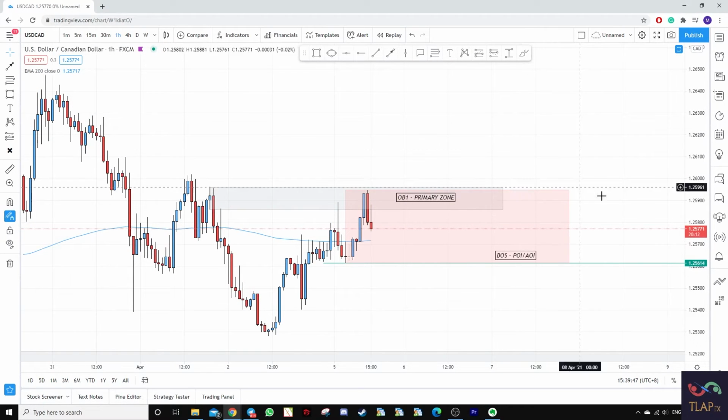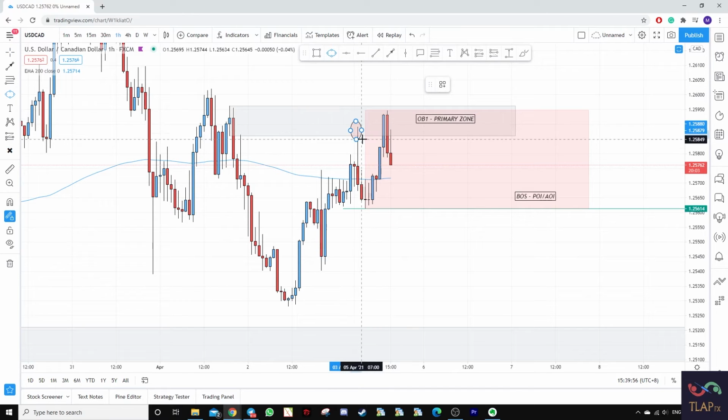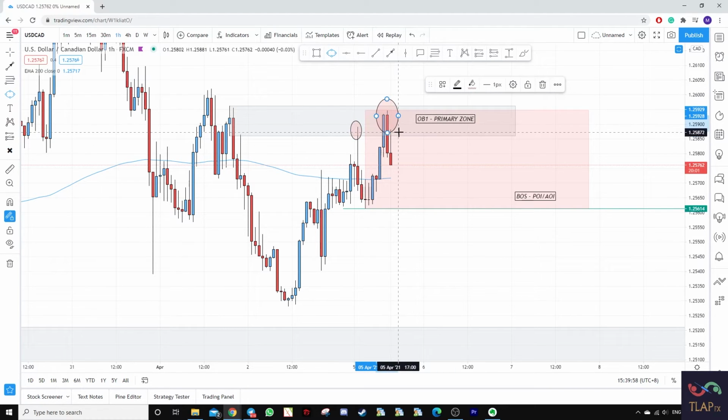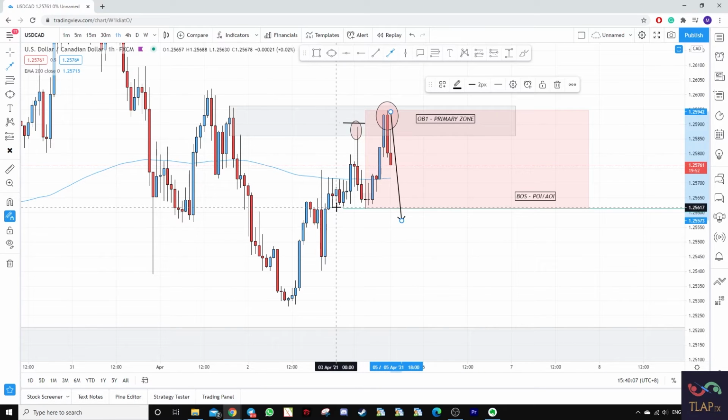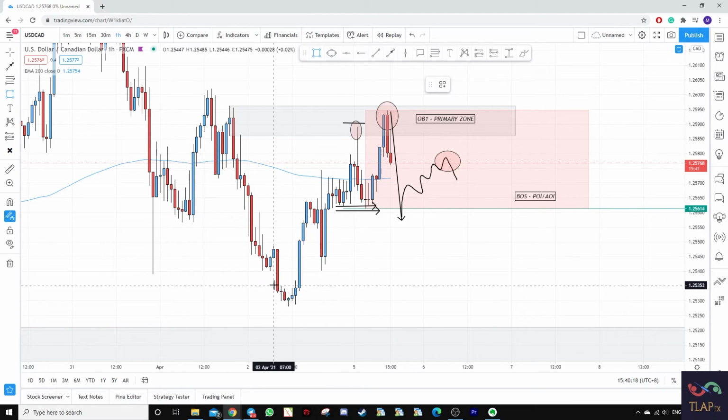Next up, we have the Dollar Canadian. We can identify a primary zone over here, and price made a second tap into this zone, where the first tap would be this, and the second tap would be this. So this creates a higher high, clearing the liquidity over here. So we can expect price to make a strong breakdown, clearing these levels, and look for a retest into this zone before taking a sell opportunity. And our target would be at this level over here.